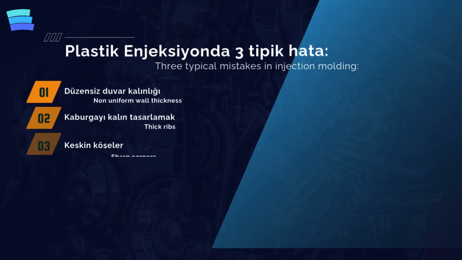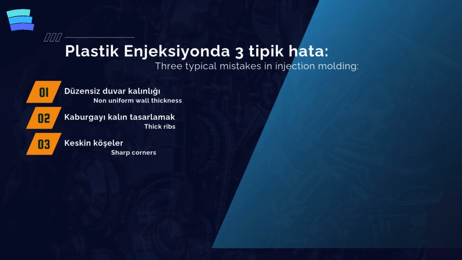In practice, these limits show up as 3 common design mistakes. The first is non-uniform wall thickness. When thickness changes sharply, cooling becomes unbalanced. The result is usually warpage, sink marks, and dimensional scatter. If a thickness change is necessary, make the transition gradual.